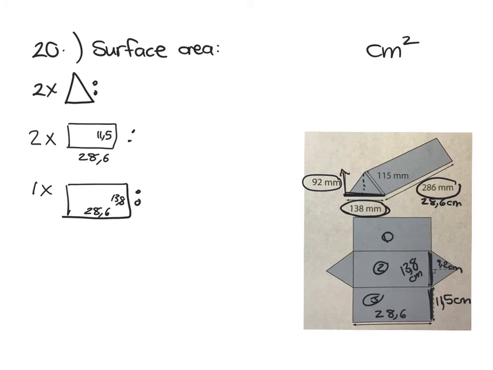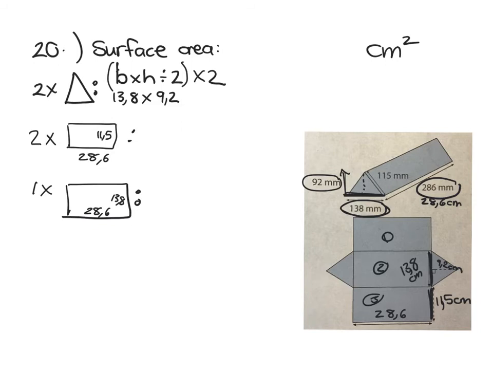So, formula for the area of a triangle: base times height divided by 2. Superb. Okay. The base that we have is 13.8. The height that we have is 9.2. Now again, guys, there's 2 of those triangles. So after I've done base times height divided by 2, I'm going to take my answer and times it by 2 because there's 2 triangles.